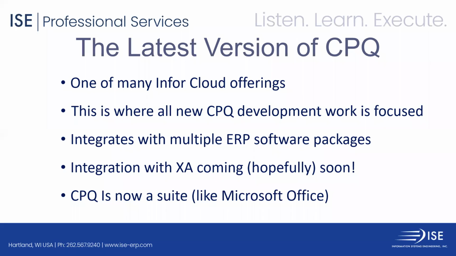So it's pretty great to see the things they're considering enhancing and adding to CPQ. CPQ does integrate with multiple ERP software packages. I mentioned CloudSuite Industrial as an example of that. LN, the old Baan, is another good example. Integration with XA is coming, and I put in parentheses, hopefully soon. I know this is important, both the CPQ management and XA management. Obviously, I'm not privy to much more than that, but I know it is important, and we are hoping that we will hear the announcement.